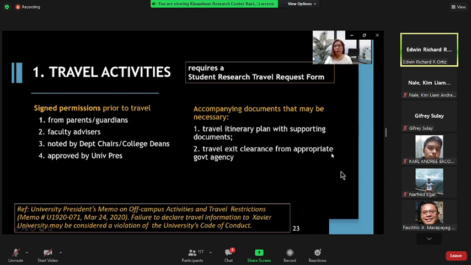president. The accompanying documents that may be necessary are the following: travel itinerary plan with supporting documents, and the travel exit clearance from the appropriate government agency. Again, the travel activities are in conjunction with the university president's memo related to off-campus activities.